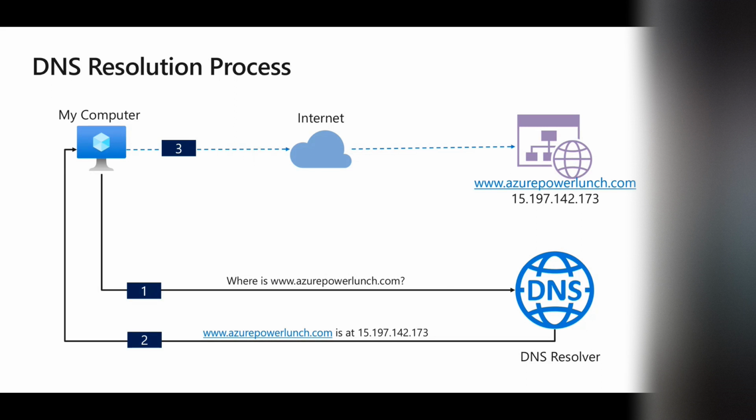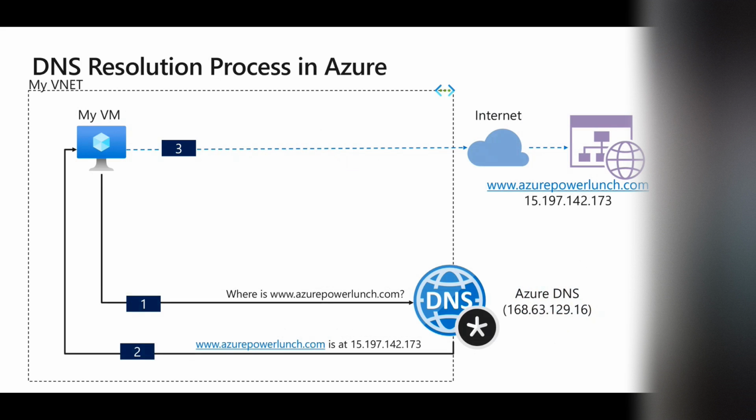So just quickly, how DNS resolution works. Let's say on your computer you type the name of a site. Behind the scenes, the request is sent to a DNS resolver, and that resolves the name to an IP address and sends it back to the machine, and then it's able to access that site. That's how this procedure works.